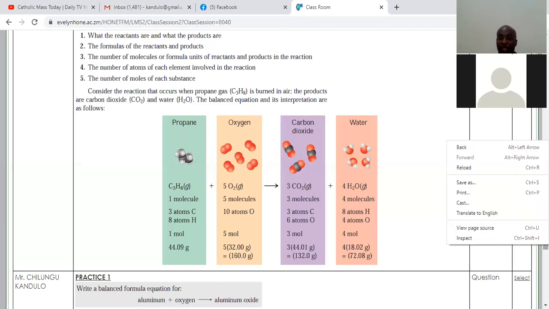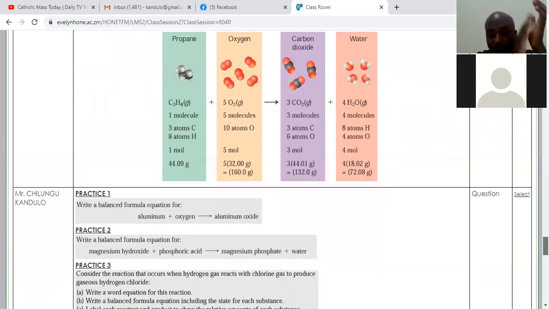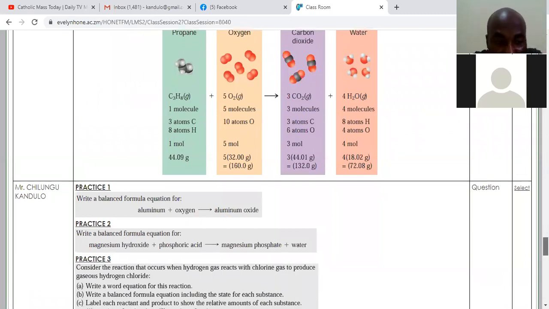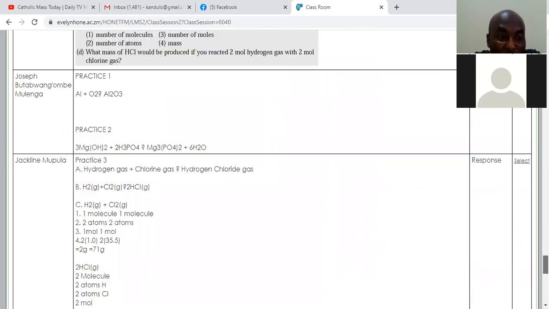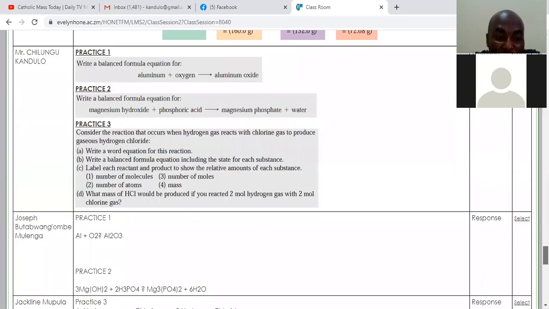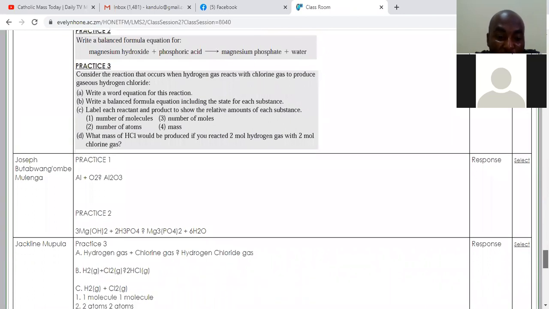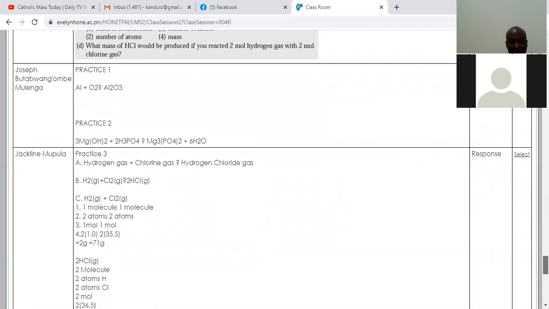Your practice was encouraging. Now the practice: aluminum plus oxygen giving you aluminum oxide. Jose, you did this well. Even the magnesium hydroxide plus phosphoric acid. You've done very splendidly. Keep up, Jose. The same with Jacqueline. Jacqueline is one of the most hardworking people in our class. Keep up, Jacqueline. So what you've written there is very correct.